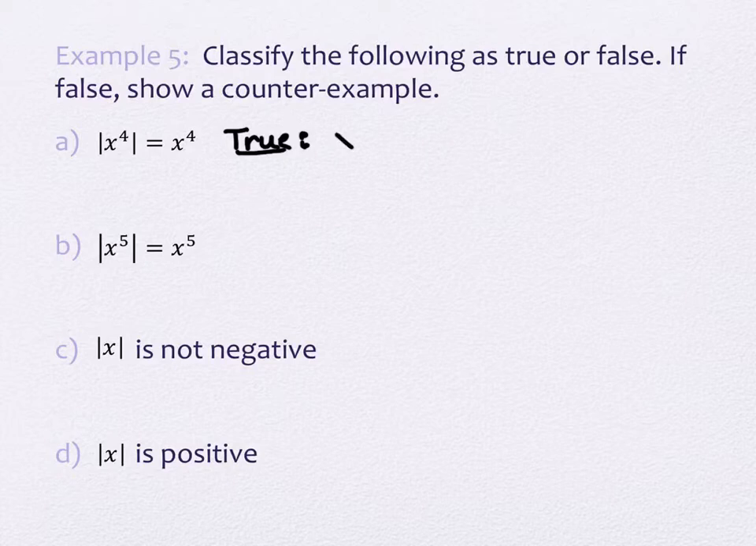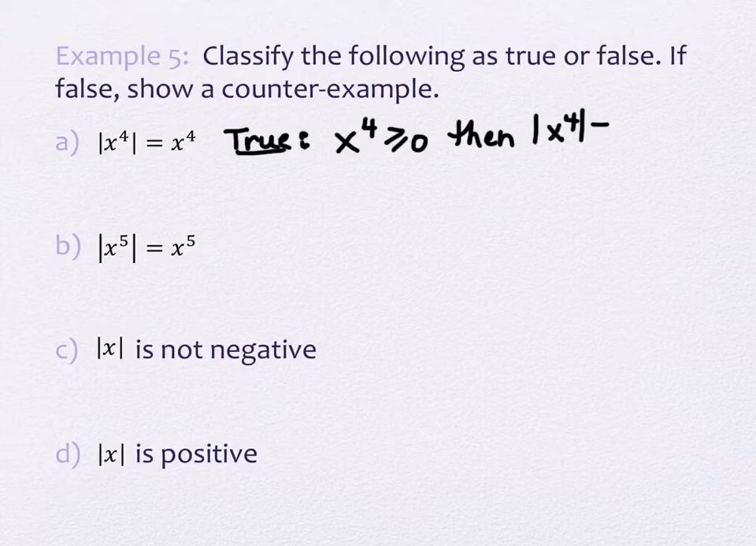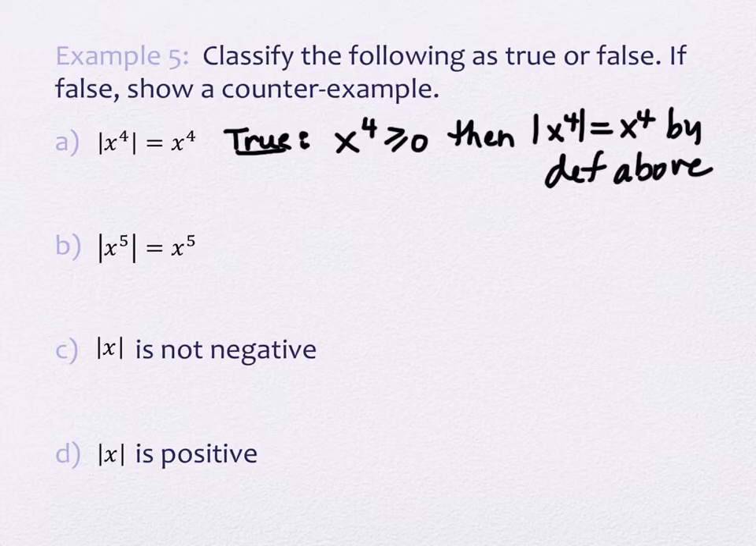The reason that that's true is because x to the 4th power will automatically make something positive, just like an x squared would. And so if the x to the 4th is positive, which it is, then the absolute value of x to the fourth is equal to x to the fourth by the definition above. The definition above says that if you take the absolute value of something positive, it's just that thing.